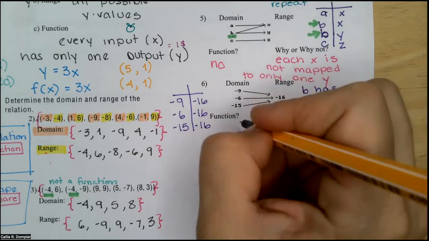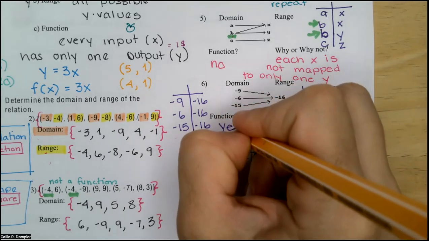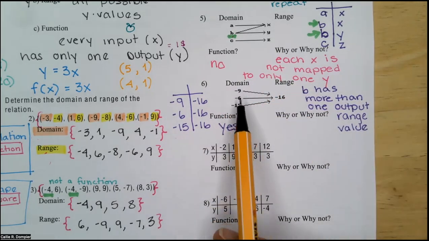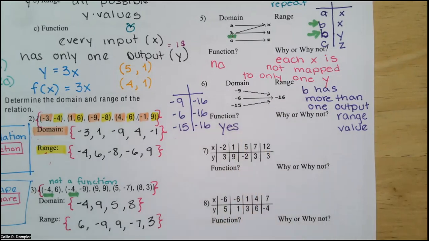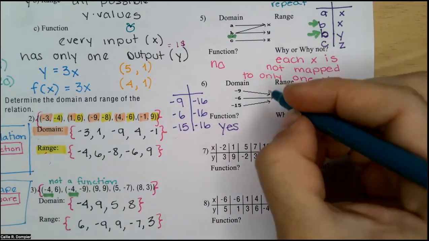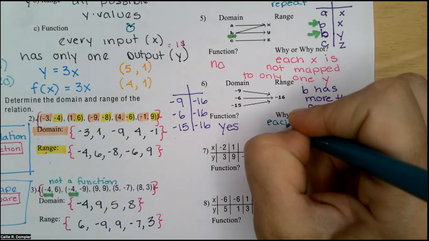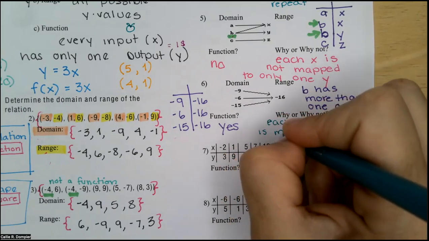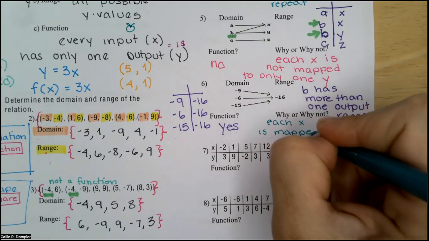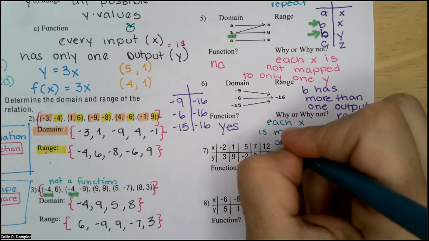This is still a function. Each X is mapped to only one Y. Each domain is only mapped to one range. Each X is mapped to only one Y.